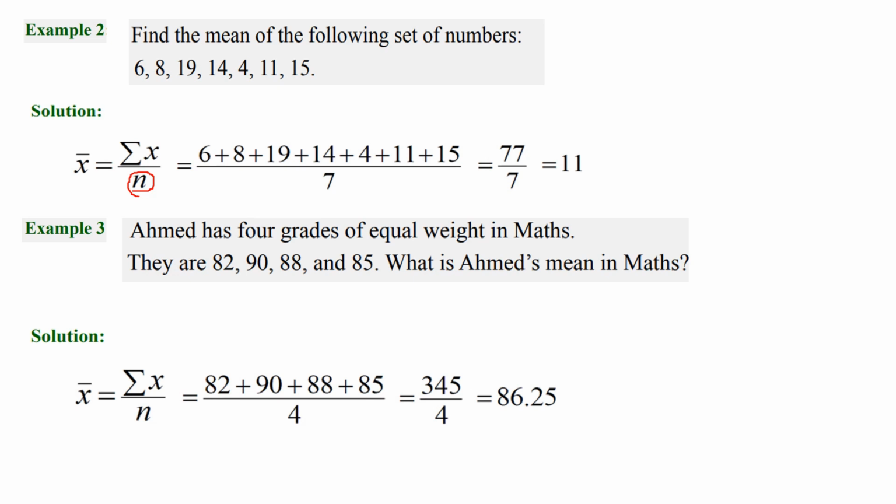Next question. Ahmed has 4 grades of equal weight in maths. They are 82, 90, 88 and 85. What is Ahmed's mean in maths? So we have 4 marks: 1, 2, 3, 4. So what is the average? Mean is nothing but average. So add the scores and divide by the number of scores. The total of the scores is 345, divided by 4. It is 86.25.